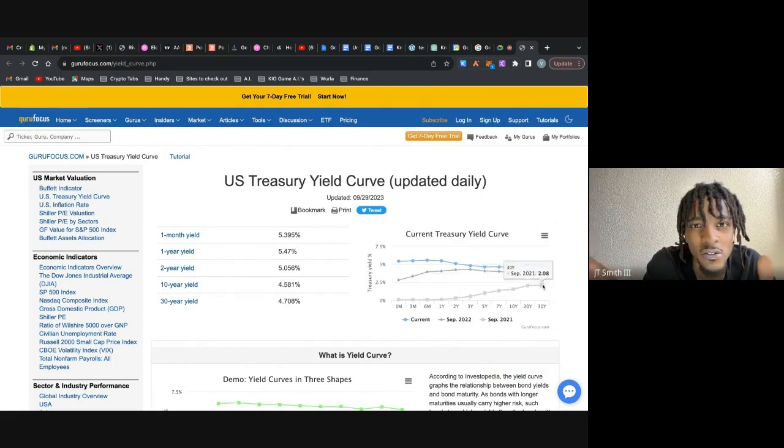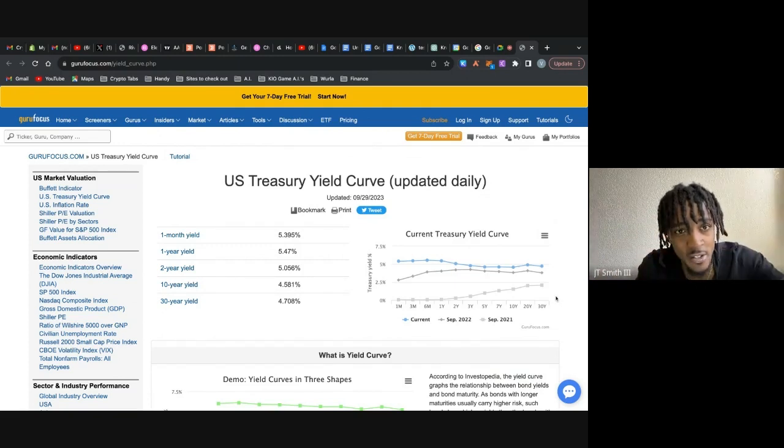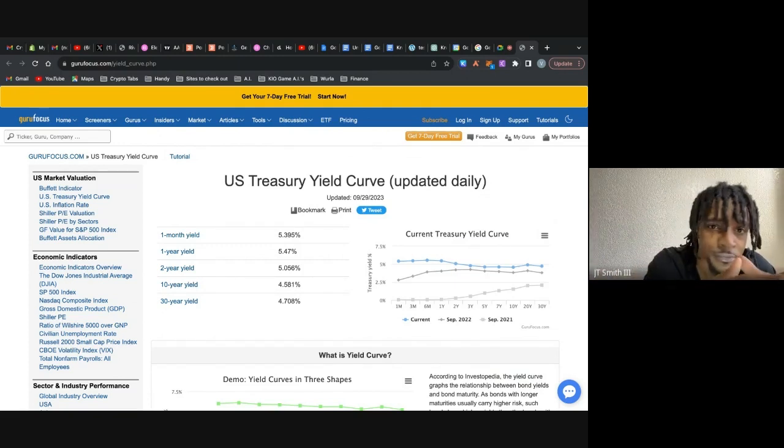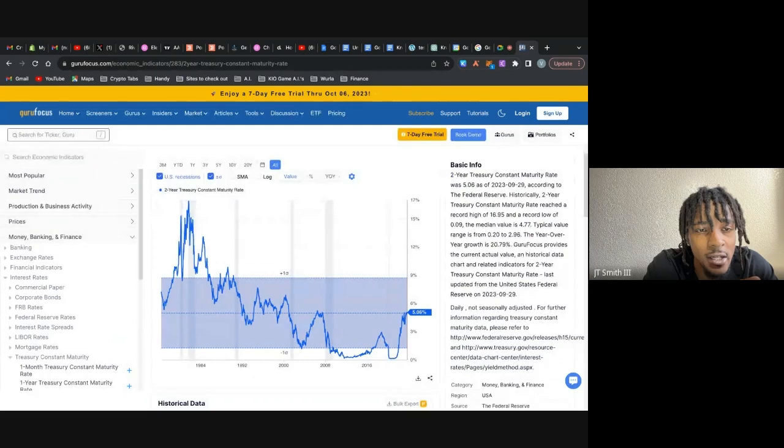The higher you go out on the curve, the higher the yield, because the higher the perceived risk, since your money's locked up for a longer period of time. So your yield should be higher. What we have now is an inversion. If you look at that blue line, short-term yields are higher than longer-term yields. A lot of people use the 2-year and the 10-year to compare. If you look at the 2-year yield, we're looking at a 5% yield on the 2-year and a 4.7% yield on the 30-year.